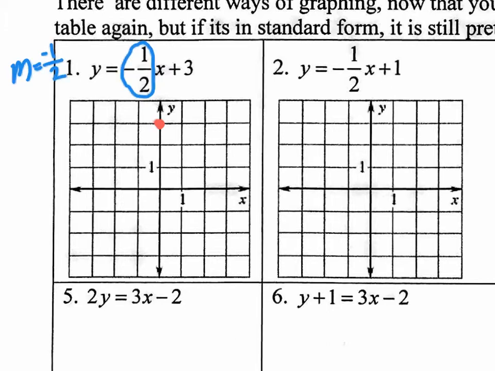So what that means is, from this point, am I going to go up or am I going to go down? Obviously, I'm going to be going down. Why is that? Because it's negative. So I'm going to go down 1 and over 2. Now you're probably thinking, which way do I go? Do I go to the left or do I go to the right? You always look at lines from left to right, so you're always going to the right. So go down 1, over 2, put a dot right there. And then after that, you just draw your line through those 2 dots, put arrows on it, and you're done. You graphed it. Simple as that.